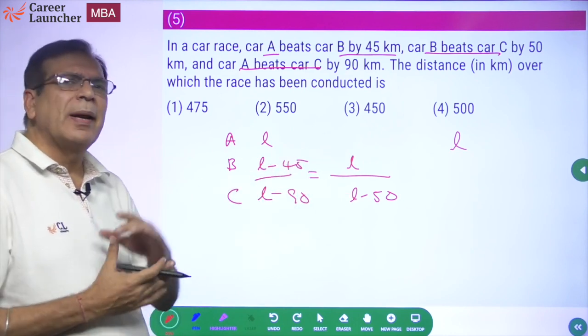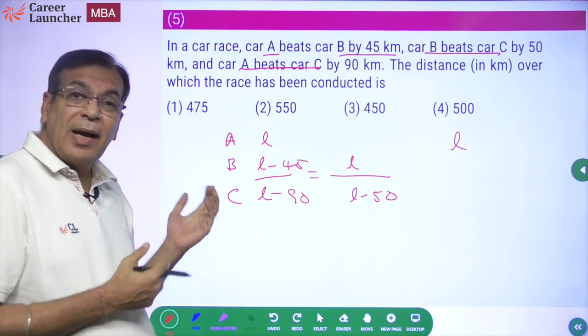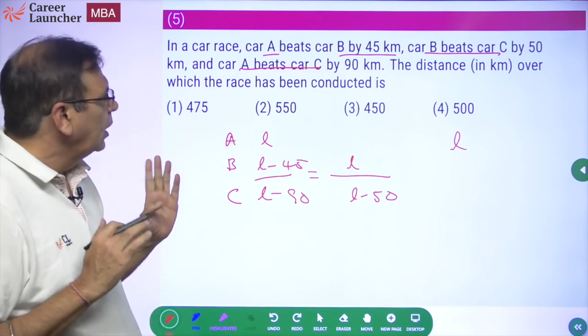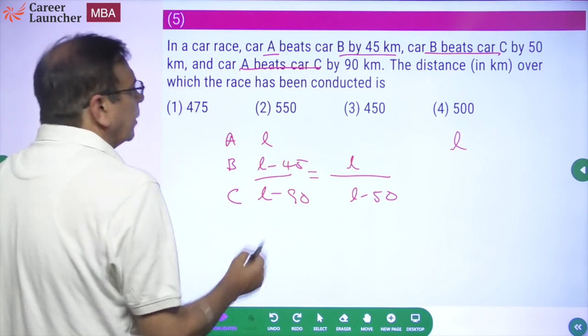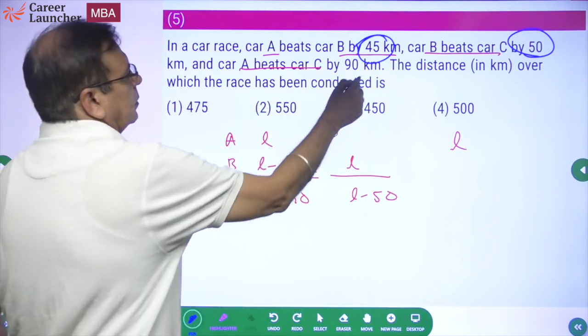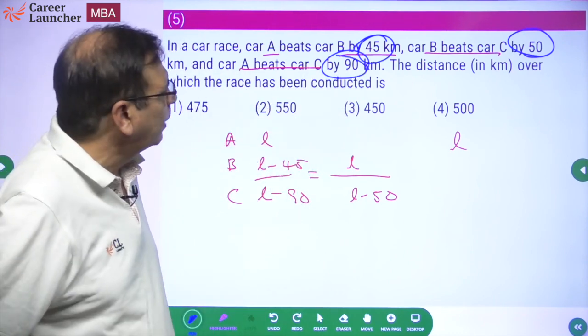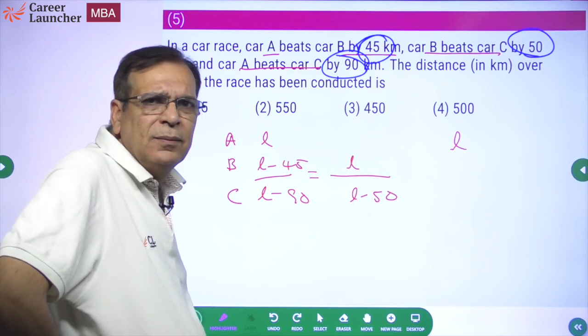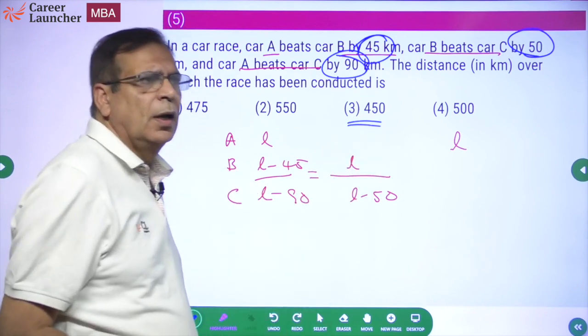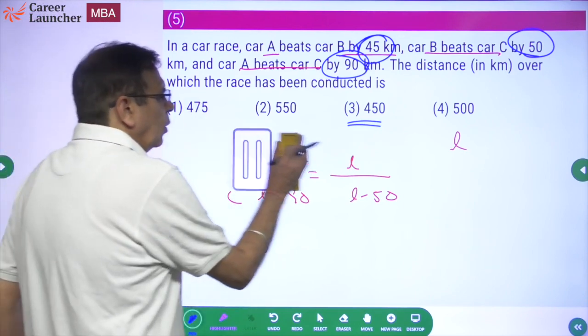Why? This is going to make it a quadratic equation when I do my calculation and get the answer. I don't like that, so I will check the choices. Now, what are the critical numbers you can see here? 45, 50, 90. Can you see any multiple of 45, 50 and 90? Obviously 450. Check for 450.